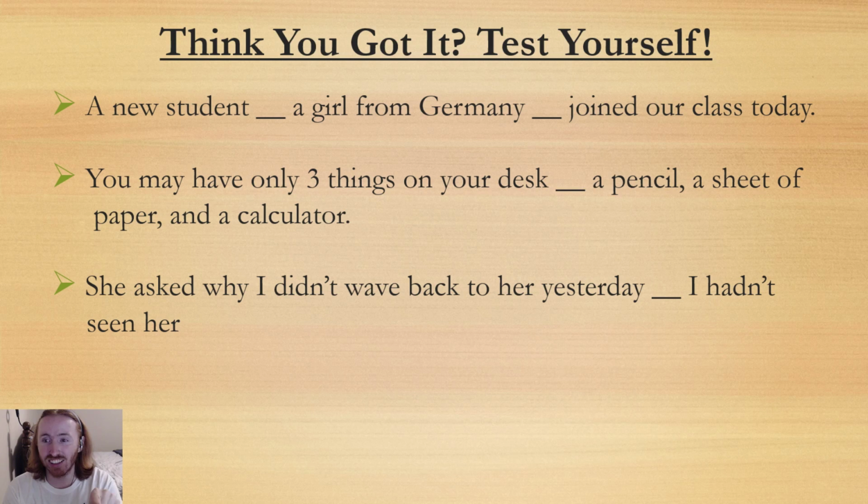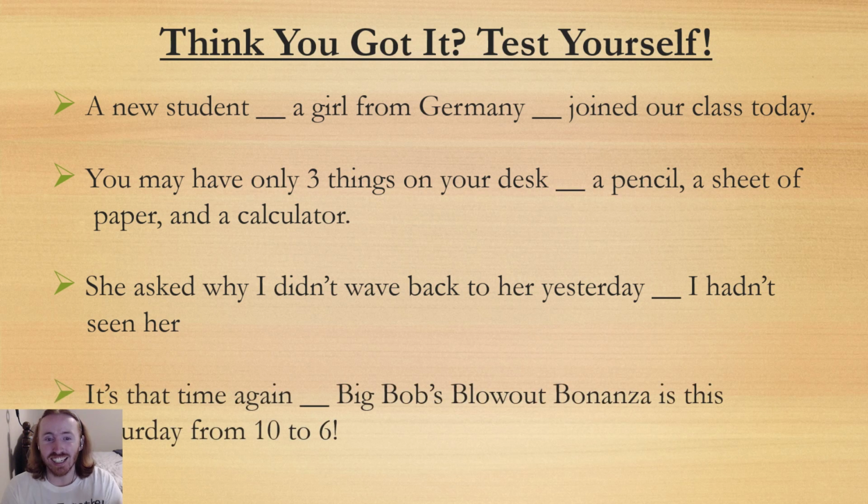And then the last thing that I have here is, it's that time again! Big Bob's Blowout Bonanza is this Saturday from 10 to 6. What piece of punctuation goes here? This was intended to be the trick question, and that this one can be the colon or the dash. Either is acceptable in this.